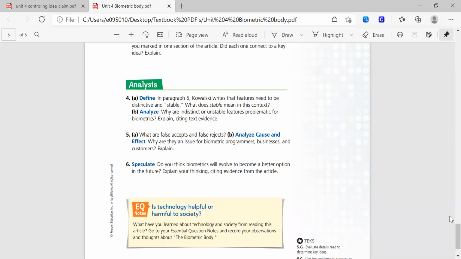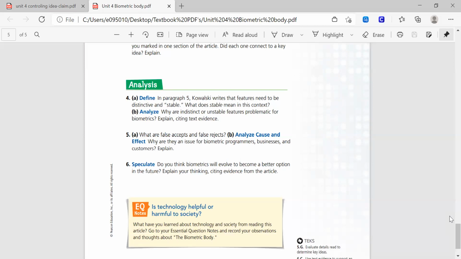Part B, analyze cause and effect. Why are they an issue for biometric programmers, businesses, and customers? Explain. Why are they? They are referring to the false accepts and the false rejects. Why are false accepts and false rejects an issue for biometric programmers, businesses, and customers? Explain your reasoning.